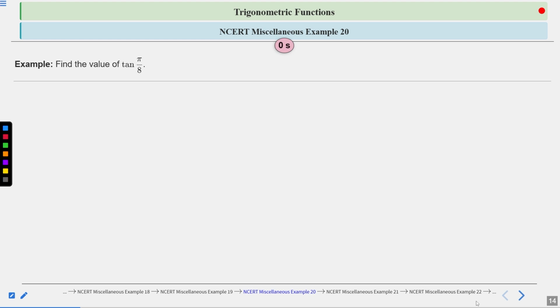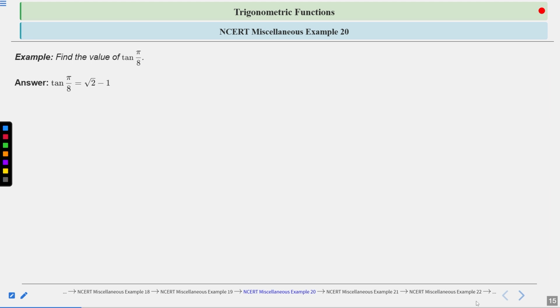Okay, let us see the solution part. We have to find the value of tan of pi by 8. The correct answer will be tan of pi by 8 is equal to root 2 minus 1, right? Let us see.